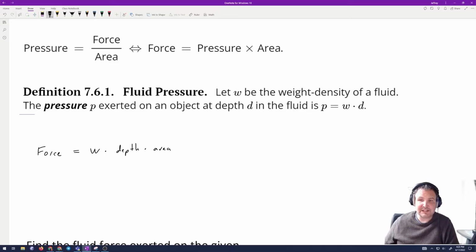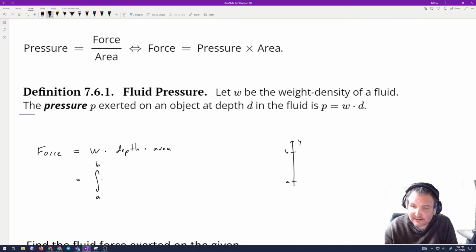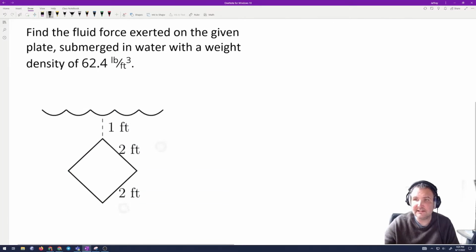So if we were to integrate with respect to the depth, we could write an integral like this, from a to b, that's just the depth. And I'm going to use y, so we're imagining a vertical axis here, from a to b of our weight density times the depth function times the area, which we'll call L of y, dy. Okay, and so that is, in a sense, the integral that we're going to use for fluid forces. So let's take a look at an example.